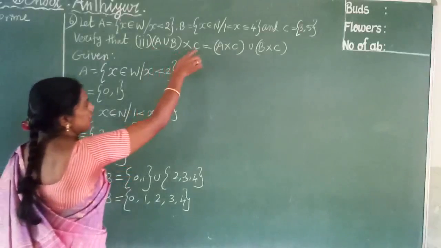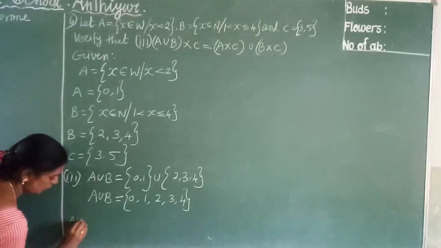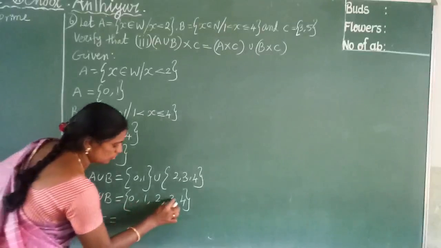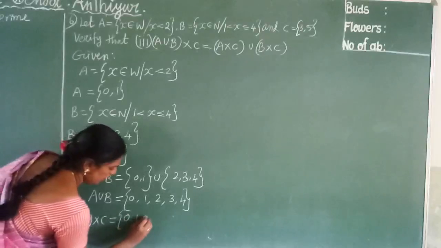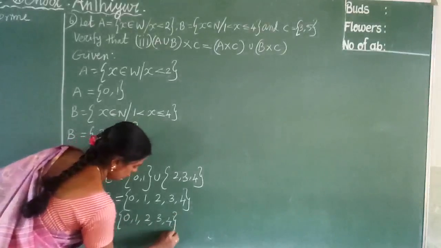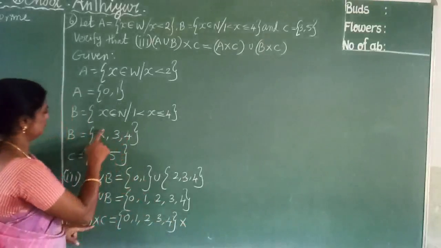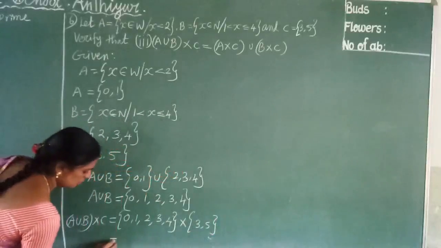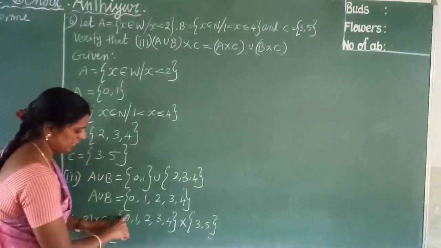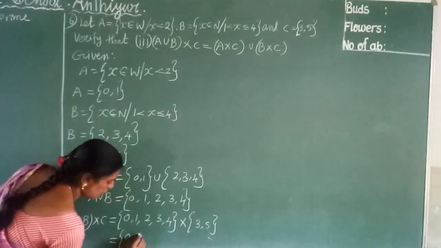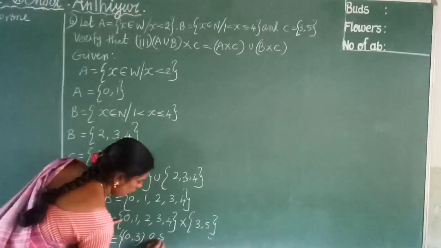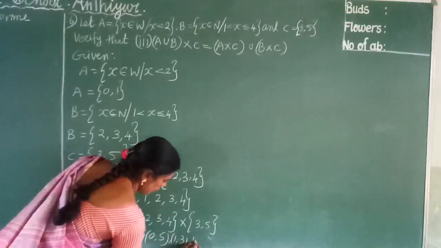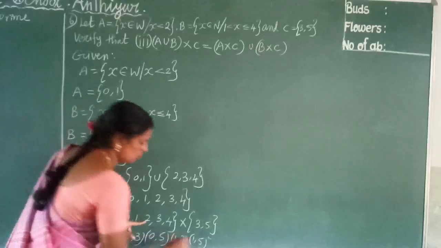Next, (A union B) cross C. What is the A union B answer? 0, 1, 2, 3, 4. So 0, 1, 2, 3, 4 cross C, 3, 5. So write the ordered pairs. Here 0 we take with 3, 5: 0, 3, 0, 5. Next we take 1 with 3, 5: 1, 3, 1, 5.